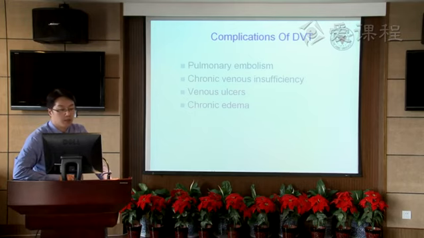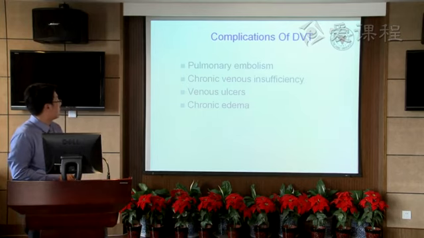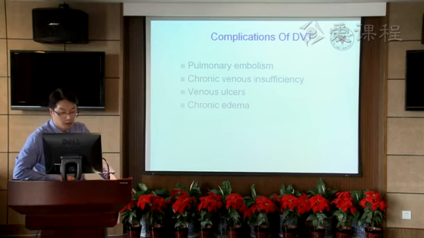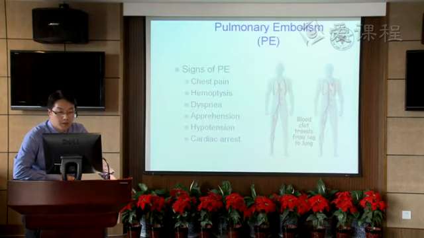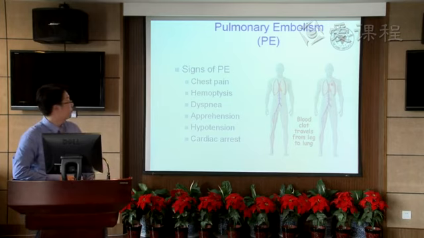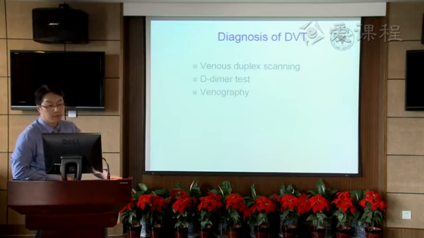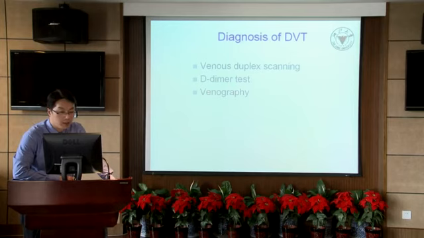Complications of DVT include pulmonary embolism. Second is chronic venous insufficiency. Third is venous ulcer. The last is chronic edema. And pulmonary embolism means PE. Signs of PE include chest pain, hemoptysis, dyspnea, apprehension, hypotension, cardiac arrest. The diagnosis of DVT includes venous duplex scanning, the D-dimer test, and venography.